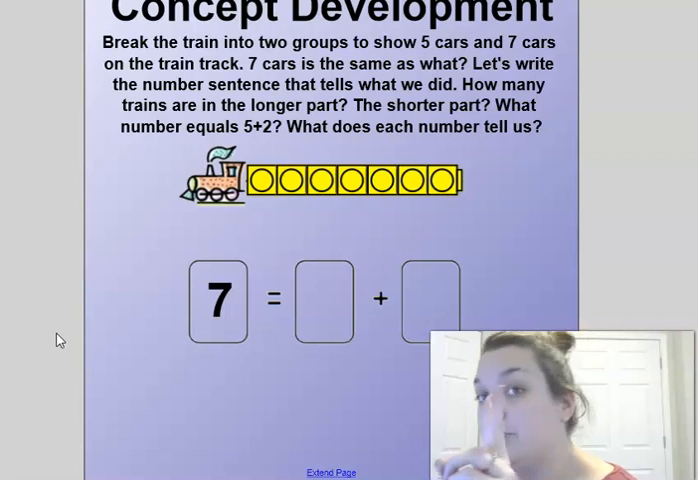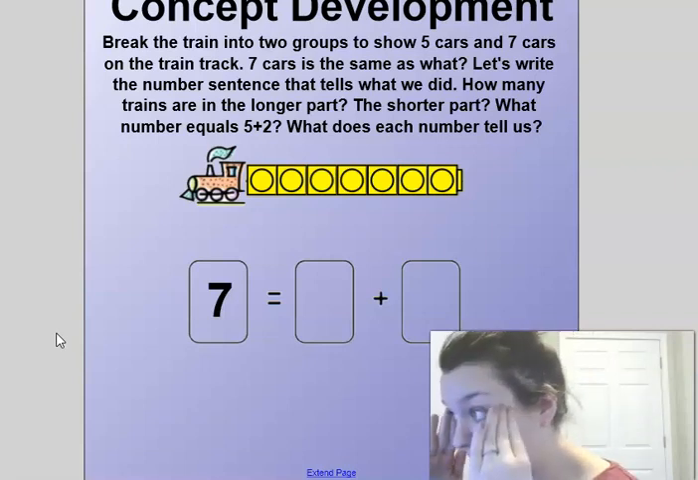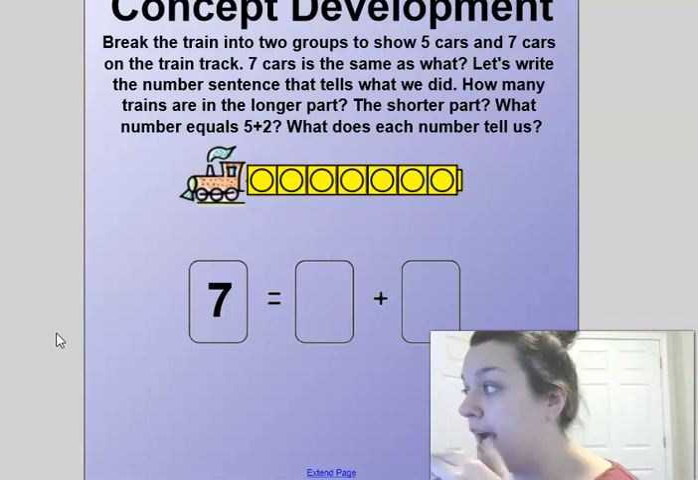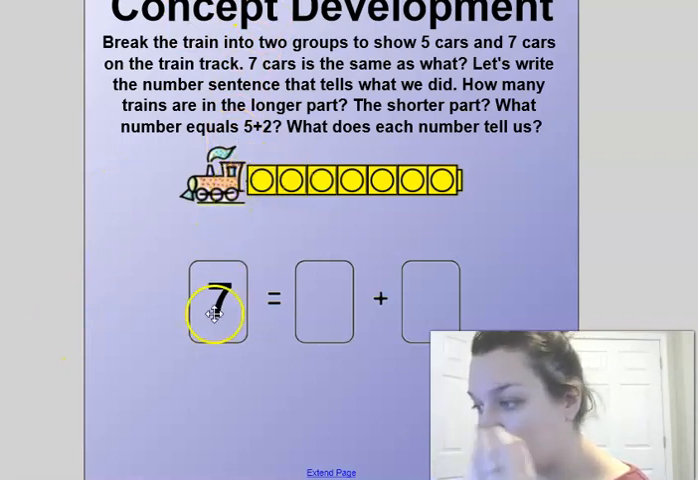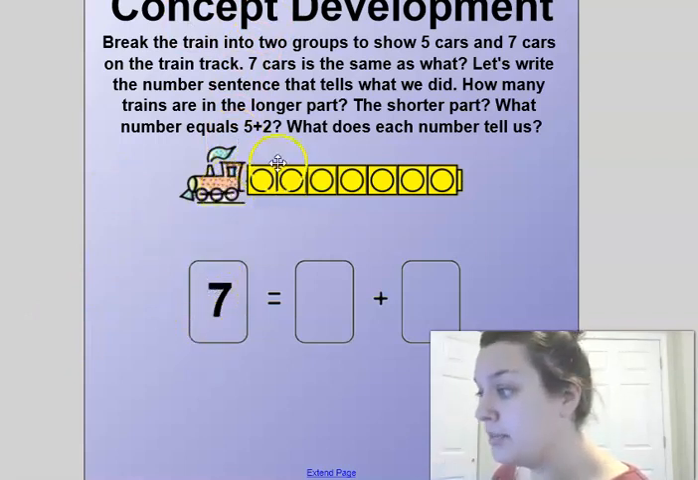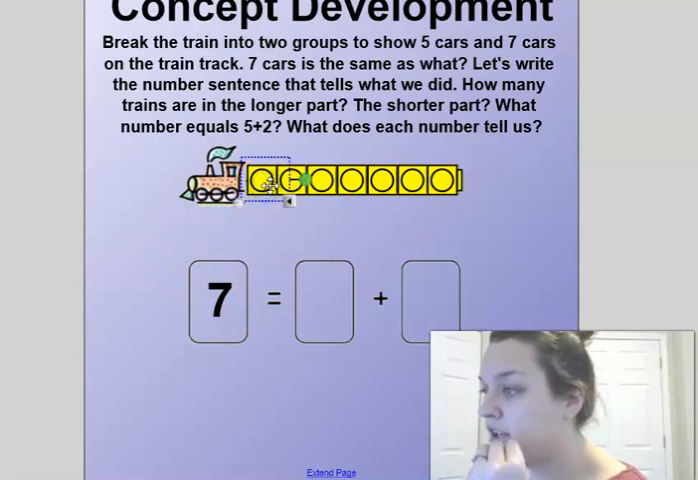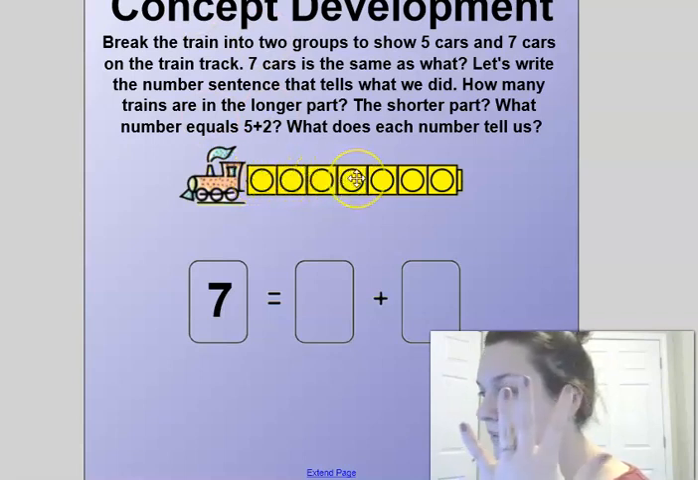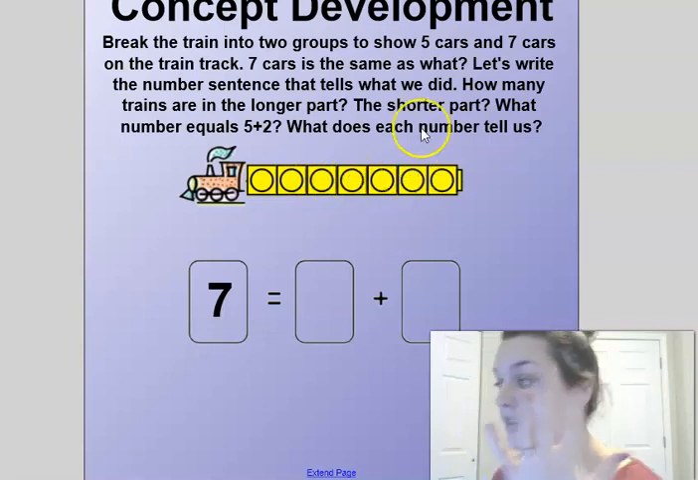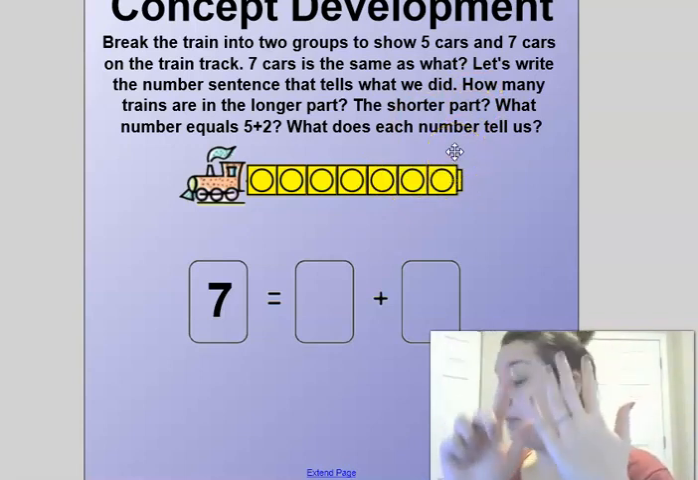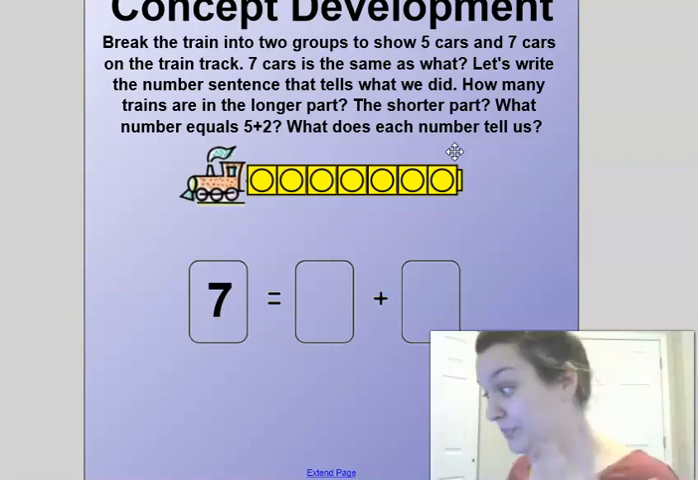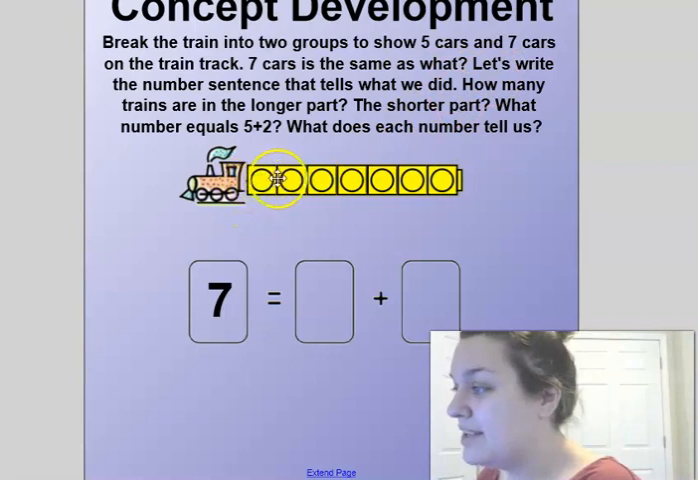Break the train into 2 groups, and we want to show a different way to make 7, okay? So we're going to break these things into 2 groups. 5 and what equals 7, okay? So we know we have 7 as our whole, and they were very nice when they filled that in for us. But let's just count to make sure we only have 7 cubes here, okay? 1, 2, 3, 4, 5, 6, 7. They did it right? 7. Oh my gosh. 7, not 8, Mrs. Merritt, 7. Okay. So we have 7.